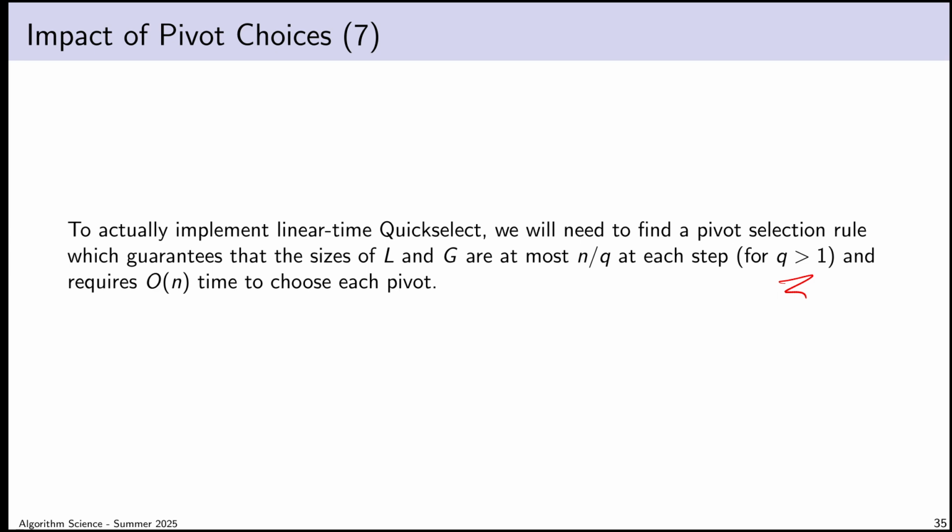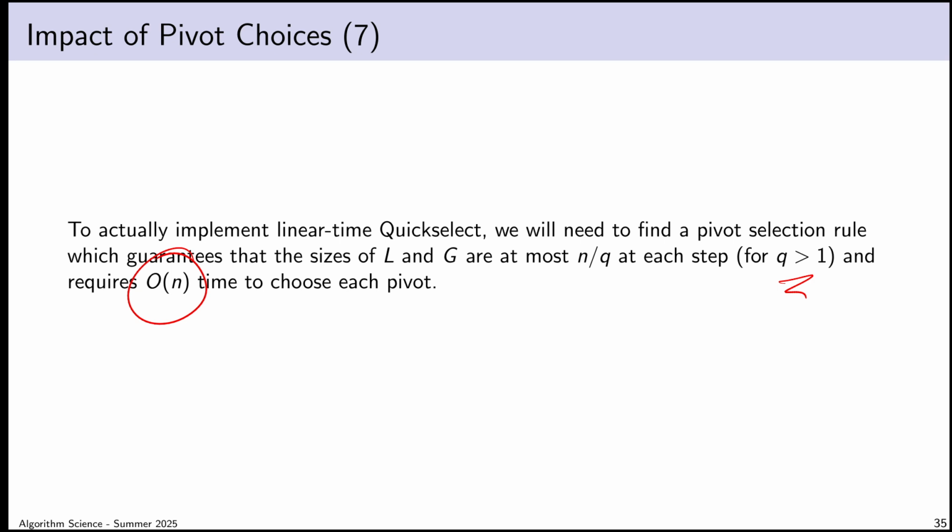And also, of course, that choosing our pivot can be done in linear time. If it takes me n squared time to choose a pivot, well, obviously I've already lost the game. So all I want is a pivot that guarantees me any percentage of n. That's it. 1%, 0.5%, any percentage of n items will always be less than the pivot and always be greater than the pivot. So what do?